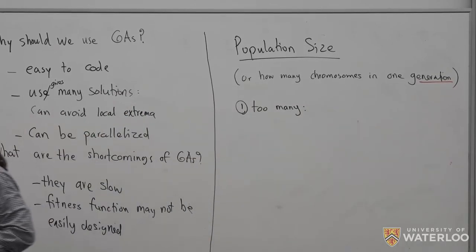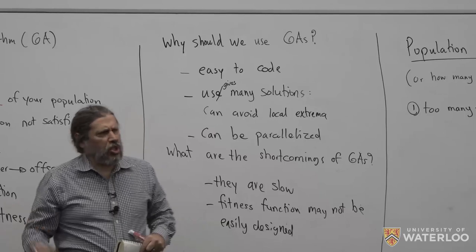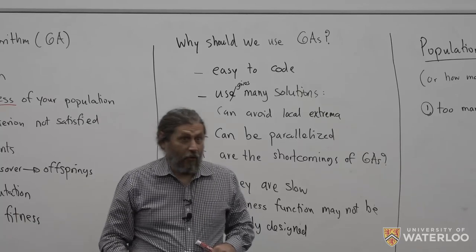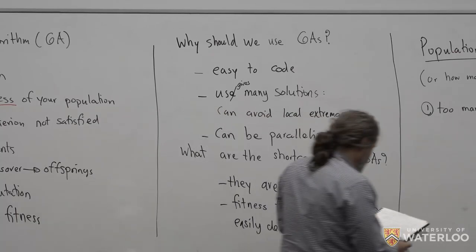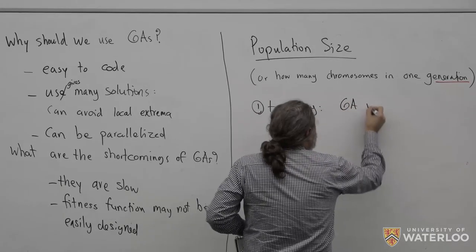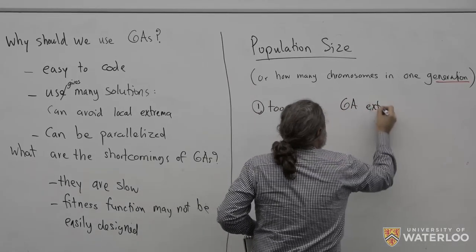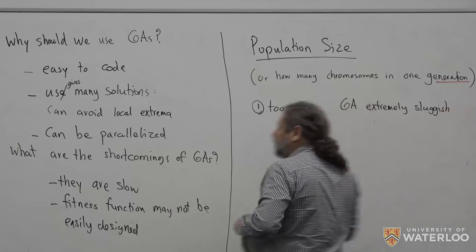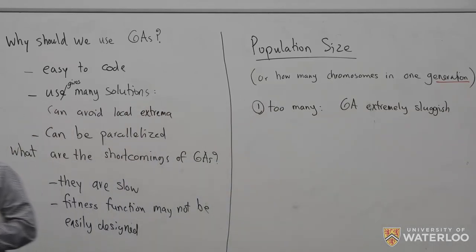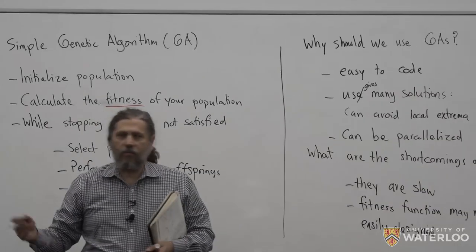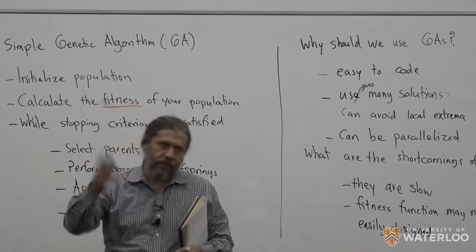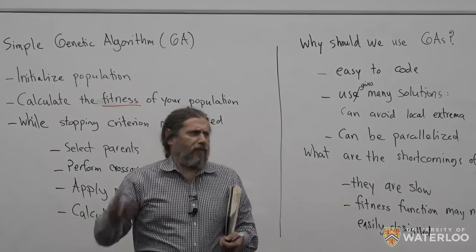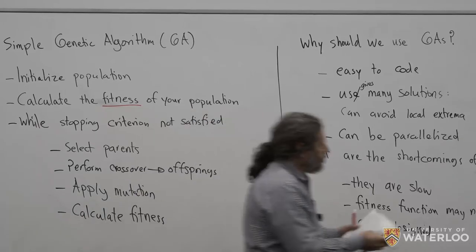So one is you may choose too many. I have a problem, and you have to see what the problem is. Okay, computers are good, I have a lot of memory, so I go with 1 million chromosomes. Then your genetic algorithm will be extremely sluggish. It will just go forever. It's like being back in 1995 with a multi-layer perceptron with 8 layers, and it runs and runs and runs and doesn't come back. So it's not a solution to just say, I have memory, I'll go with as many as I want. You cannot do that.